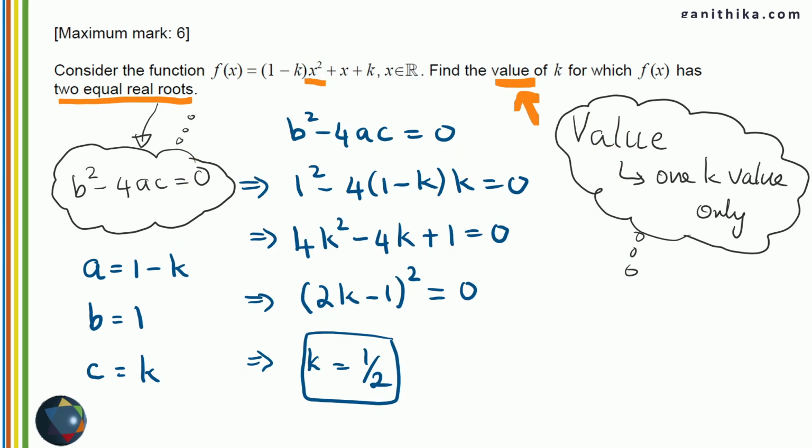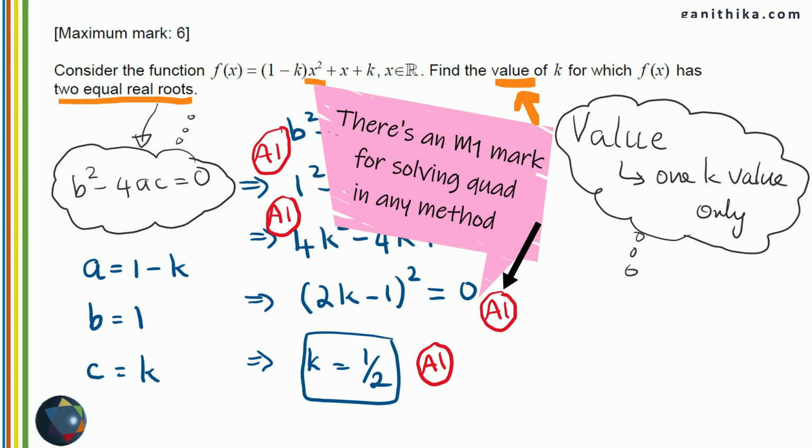Let's go back and check the marking scheme. Marking scheme gives you A1 mark for using the discriminant and A1 mark for correctly substituting the correct values of a and b and c, and then getting this equation in quadratic for k. And method 1 mark for equating the discriminant to 0 at any point in the steps. And the next mark is for solving the equation in k and finding the value of k, A1 mark. So there are 6 marks, which is quite easy to get. Let's proceed further to the next question.